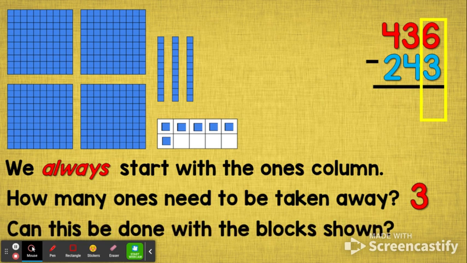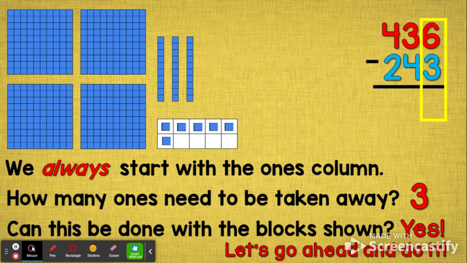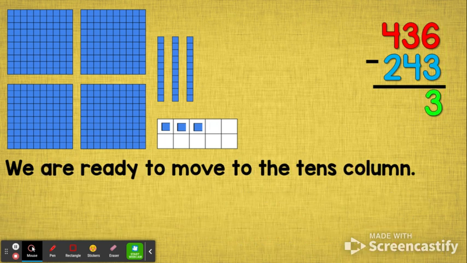Can this be done with the blocks shown? We've got 400, 30, and 6. Can I take 3 ones away? Yes, so let's go ahead and do that. So now we've got 3 ones left. We're ready to move to the tens column.